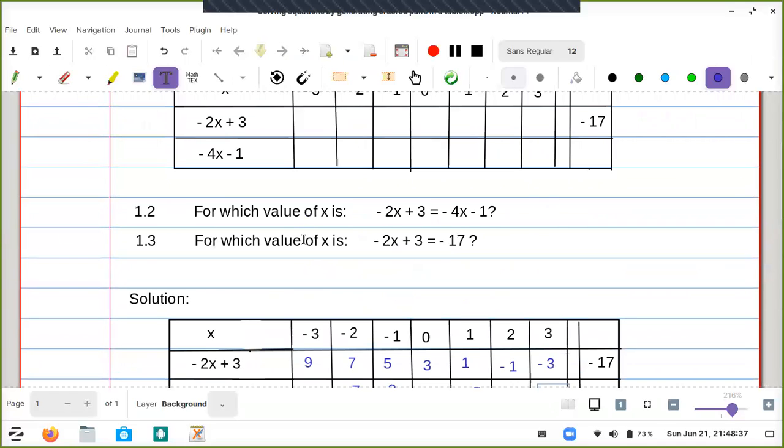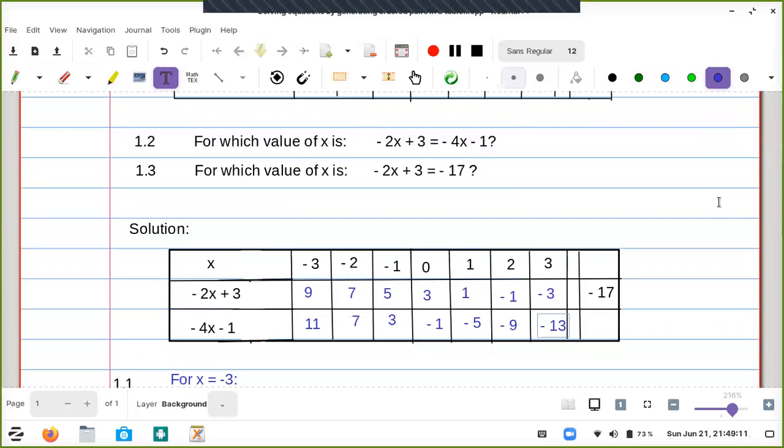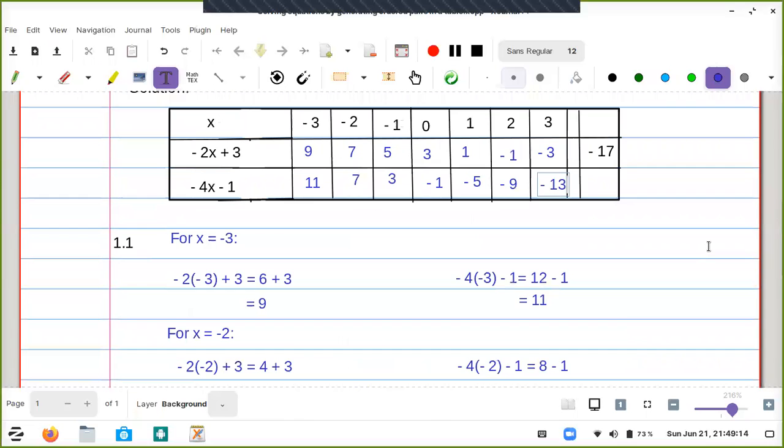All right. Now, question 1.2 says, for which values of x is -2x plus 3 equals -4x plus 1? So we want to find out the value of x that will give us exactly the same value, right? When we substitute it in the first expression, it will also give us the same value as the second expression. So it's very easy. We just go to our table and find out the value, right?